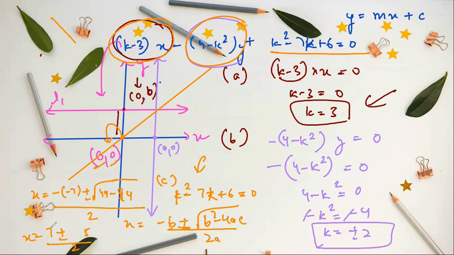Now everyone, if I solve it for the plus, 7 plus 5 is 12, and 12 over 2 is 6. So one value of k is 6. And if I take the negative, 7 minus 5 is 2, and 2 by 2 is 1. So I got two values, which are 6 and 1, right? So this is the first case, this is the second case, and this is the third case, as simple as that. So yeah, thank you.